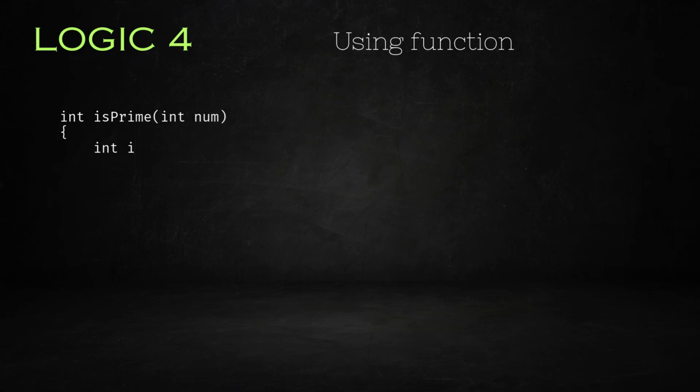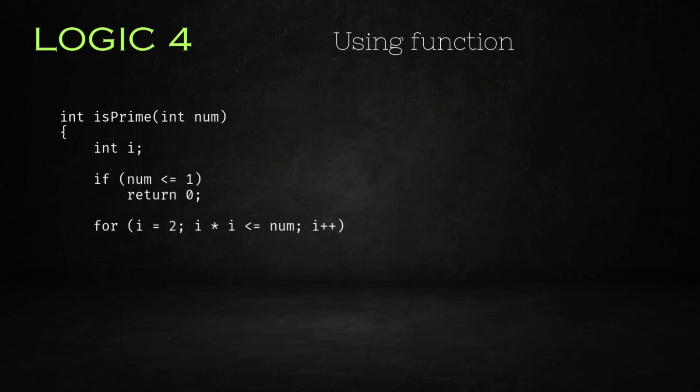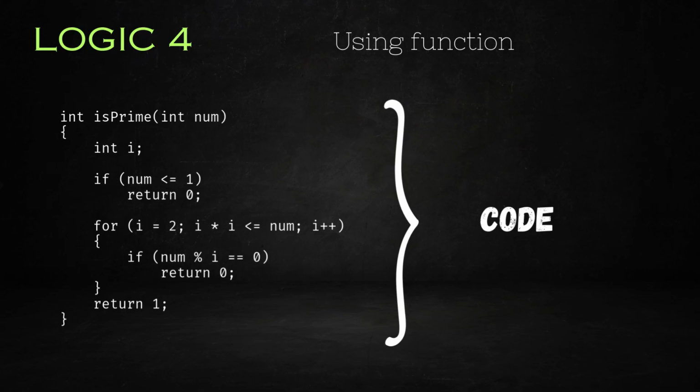Logic 4. Using a function, clean approach. Now let's move the logic into a function. This improves code readability. int isPrime(int num): int i; if num <= 1, return 0. For i = 2, i * i <= num, i++: if num % i == 0, return 0. Return 1. This approach shows how to reuse logic cleanly.